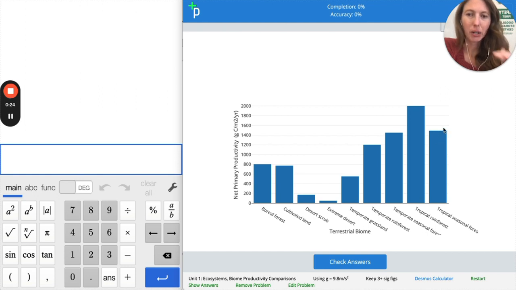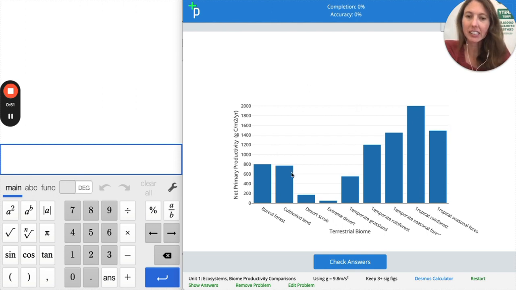You can see that the bar goes higher up on the y-axis, which shows productivity in grams of carbon per square meter per year. This is basically saying how much vegetation is growing. And if you imagine a forest versus a grassland, the forest would have a lot more biomass, more vegetation, those tall trees versus low grasses. So you can kind of think about it that way too, but we're going to actually quantify it. We're going to put some numbers to it.